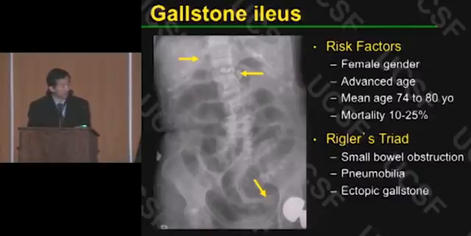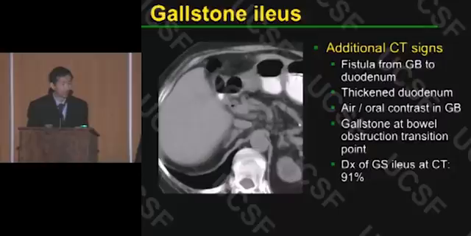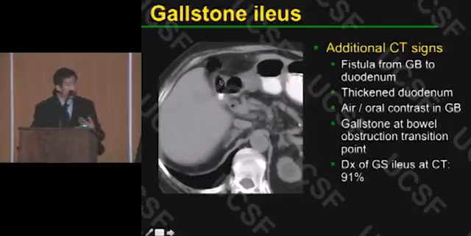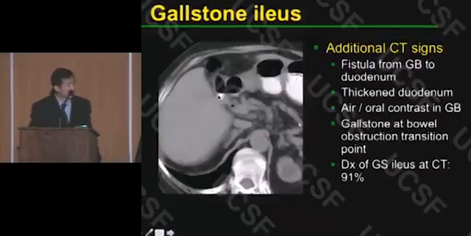In reality now, I think most of us have switched over to CT because there are so many features of gallstone ileus on CT. First of all, we can see the fistula between the gallbladder and duodenum, or between the gallbladder and the colon, or other portions of bowel. You can see often a common fluid level. We can see contrast go from the bowel into the gallbladder. And also we can see the actual gallstone at the transition point.